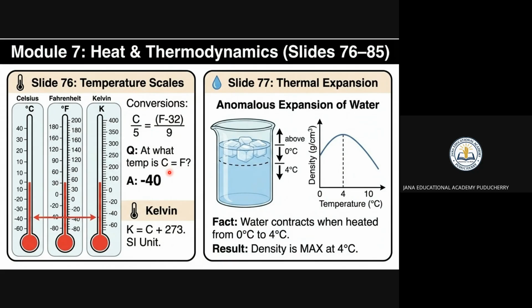And you can see another topic, the expansion of water. Water contracts when heated from 0 degrees to 4 degrees. What happens when you increase the temperature of the water? The density rises up to 4 degrees Celsius. After 4 degrees Celsius, the density of water falls down. So the density is maximum at 4 degrees Celsius. We have to keep it in mind.